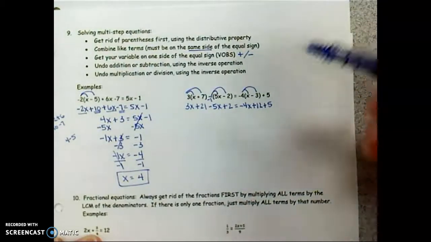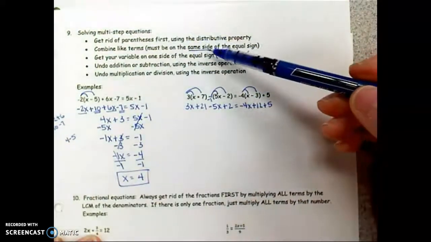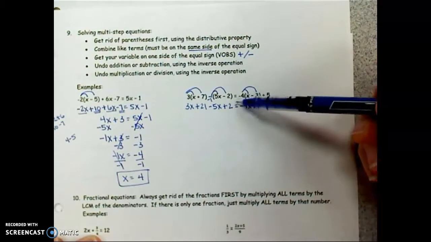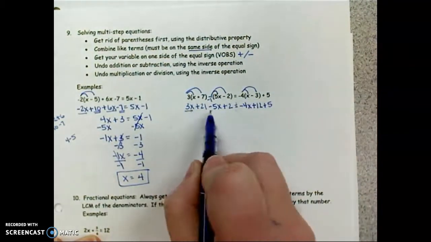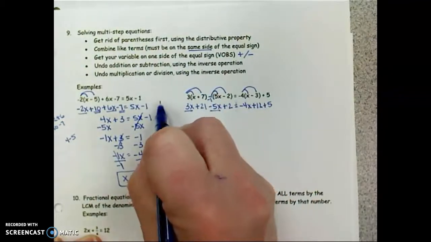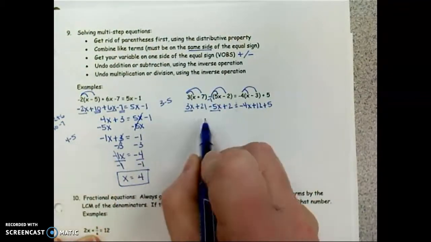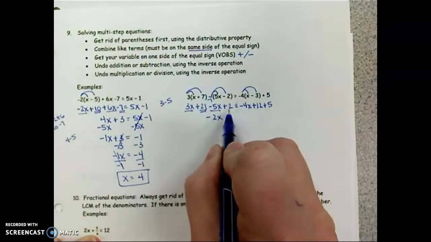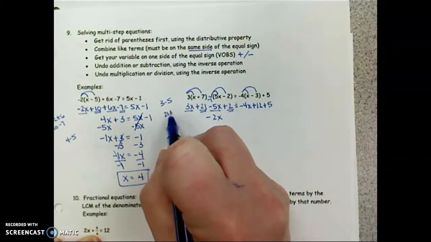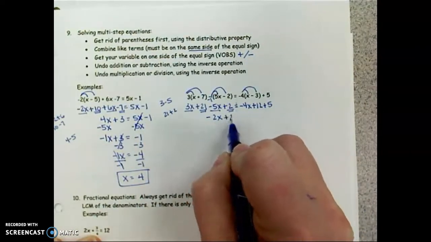So the next thing we're doing is looking for like terms that are on the same side of the equal sign. So look on the left side first. I have a 3x and a negative 5x. So I would put in my calculator 3 minus 5 and find that that's negative 2x. I also have a 21 and a 2 that I can add. 21 plus 2 is 23.